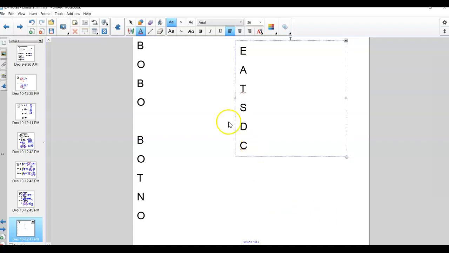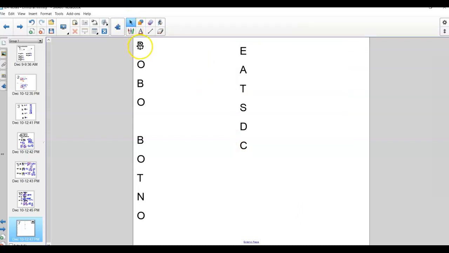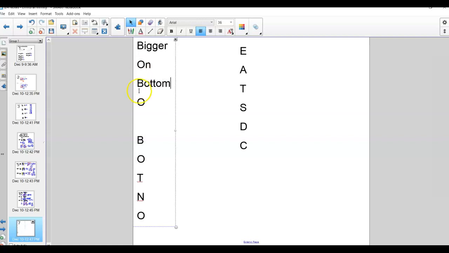DC. So this is a strange saying right here, but here's what it stands for. Bobo is bigger on bottom, and that O right there is a 0. Okay, so what that's telling us is that if our exponents are bigger on the bottom of our fraction, our limit as x approaches infinity is going to be 0.